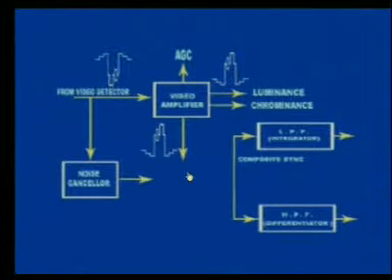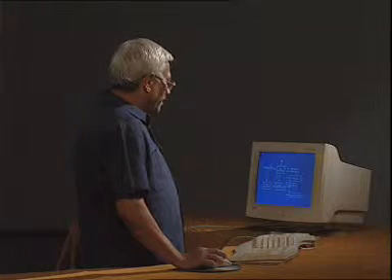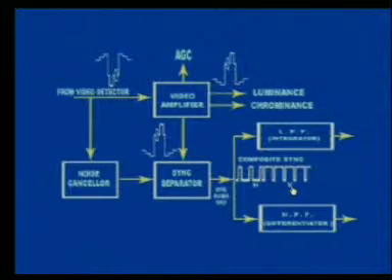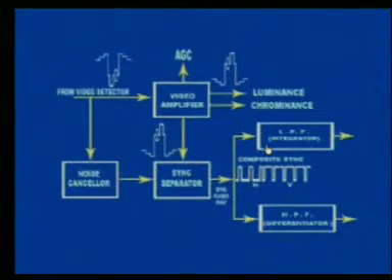And this sync separator separates the composite sync. Composite sync contains the horizontal and vertical sync components. Your horizontal and vertical oscillator may not accept the composite sync pulse. Therefore, for the need of the vertical oscillator, the pulse is integrated through the low pass filter, and to satisfy the need of the horizontal oscillator, the same pulse is differentiated through the high pass filter.